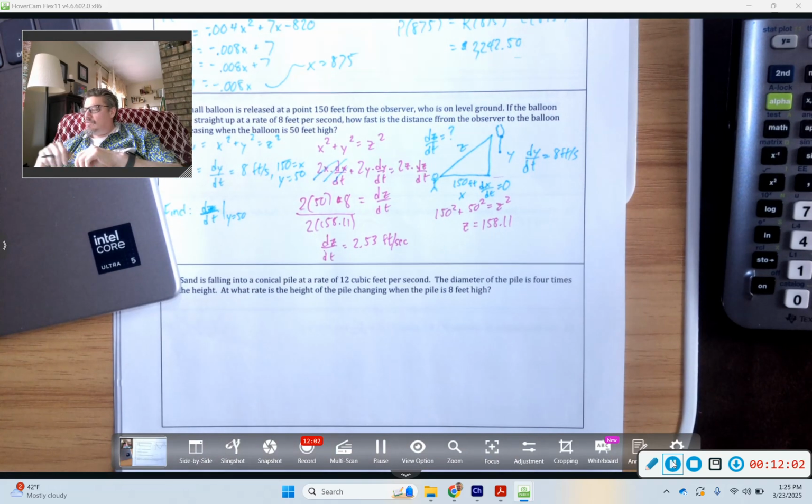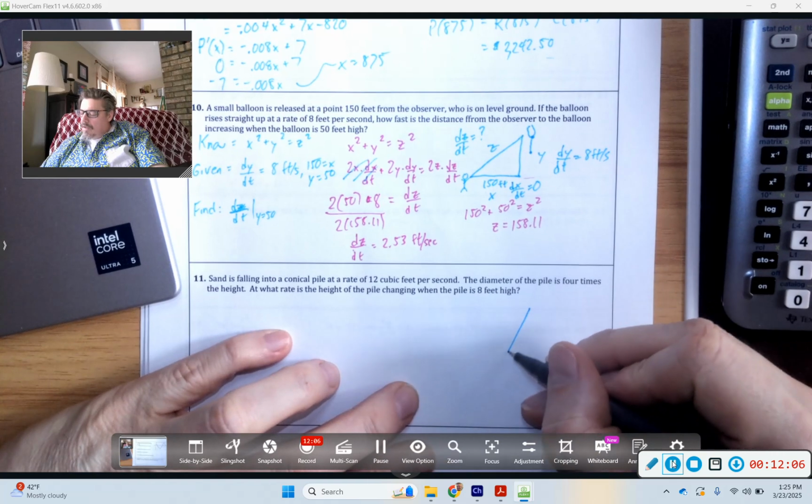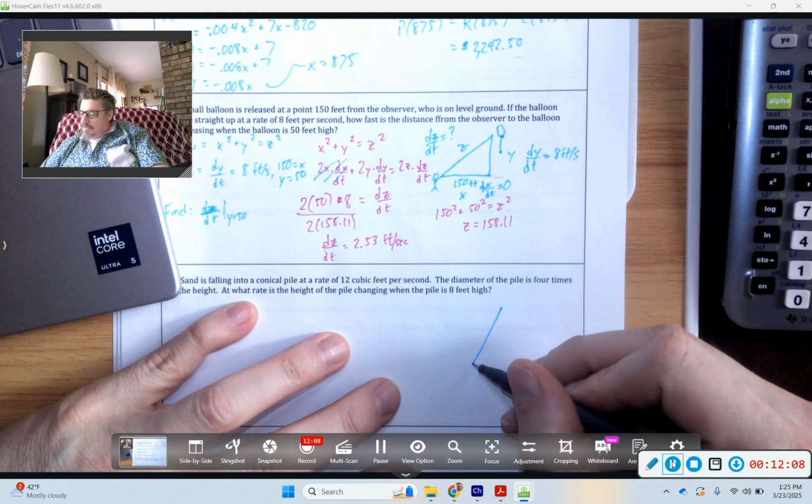And let's do this last one for this page. Sand is falling into a conical pile. Always draw a picture here.